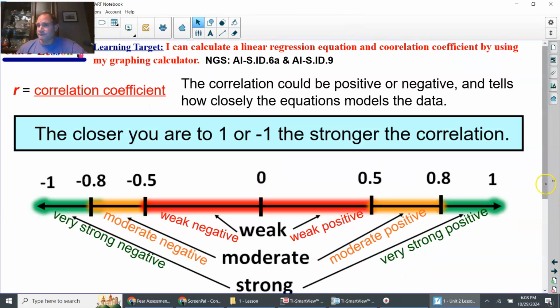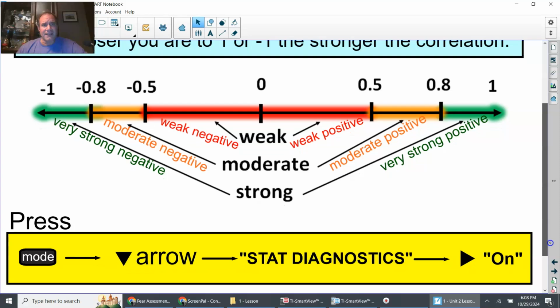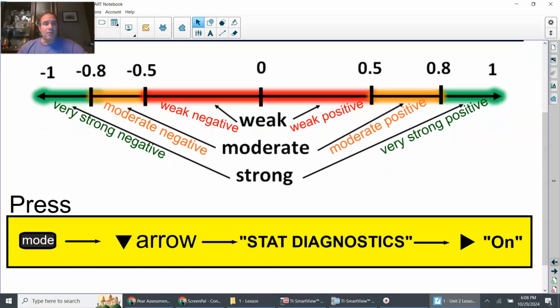This graphic will not be on any test or anything like that. It's just there. I made that graphic. It is to help you out. You could just look at it and see that it is a very strong positive from 0.8 to 1 and a very strong negative from -0.8 to -1, a weak negative from 0 to -0.5, and a weak positive from 0 to 0.5.